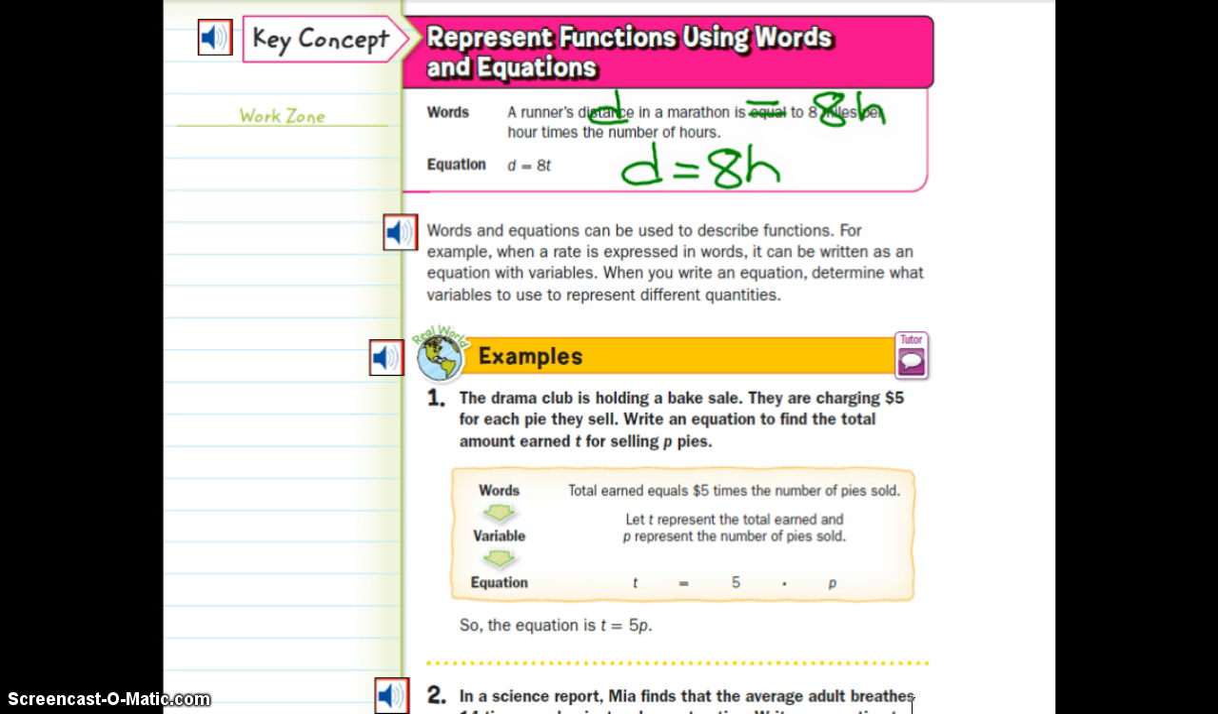Alright, so words and equations can be used to describe functions. For example, when a rate is expressed in words, it can be written as an equation with variables. When you write an equation, determine what the variable is by reading it. Okay, let's look at number 1.